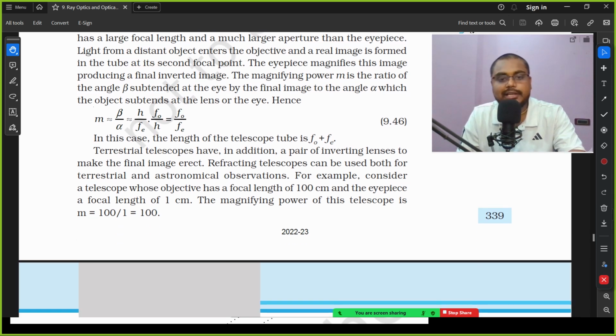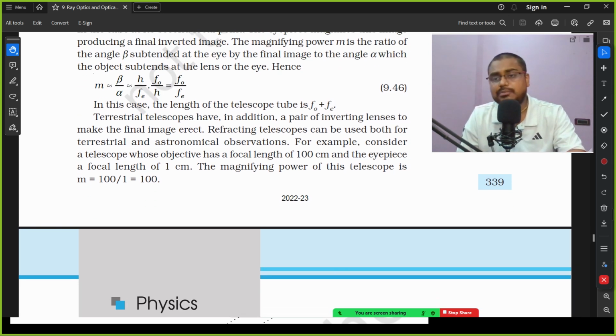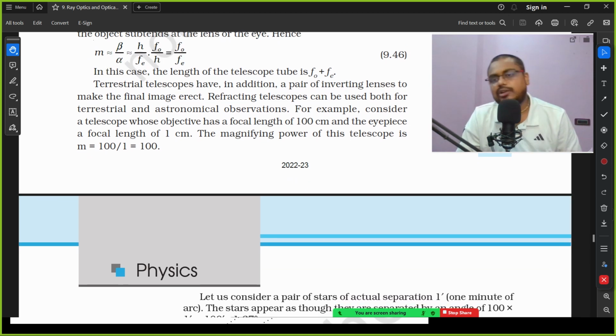In this case, the length of the telescope tube is FO plus Fe. The terrestrial telescopes have in addition a pair of inverting lenses to make the final image erect, because the final image we were getting was inverted, although it's at infinity. Refracting telescopes can be used both for terrestrial and astronomical observations. Terrestrial means ground observations.